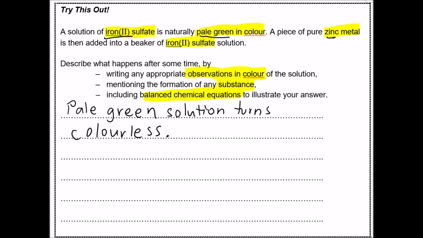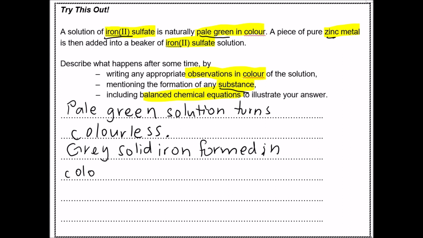Okay, so why this happens is because the zinc is now going into the solution to form zinc sulfate. Okay, and then the iron will be displaced. So what will we observe? We will see a grey solid iron form. Okay, that will be the formation of a substance. But where is it formed? In colorless zinc sulfate solution.